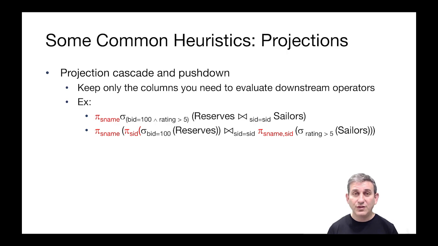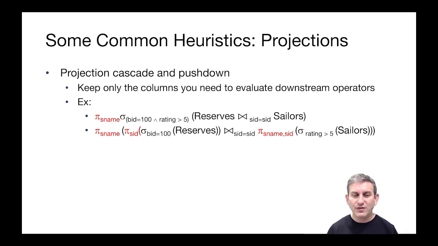Projections are also good to cascade and push down in most cases. The way to think about it is at any given time in our data flow of tuples through a query tree, we want to have only those columns that are relevant downstream, that are referenced in a predicate or in an output. Let's look at this example. We're going to project in the end to just sname. And so the question is, what do we need all the other columns for? Well, we'll need them to do joins and selections and things. And so let's try to throw away any columns as soon as we don't need them anymore.